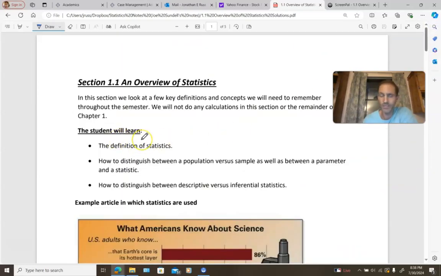But in any case, that's it for section 1.1, guys. We looked at what statistics actually is, the difference between a population versus a sample, the difference between a parameter and a statistic. So remember, a parameter describes a population, a statistic describes a sample. And then we also looked at the difference between descriptive and inferential statistics.